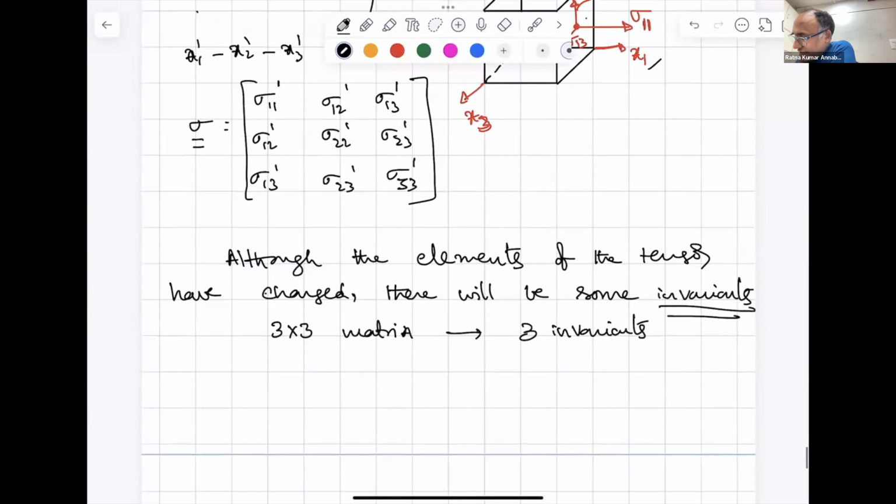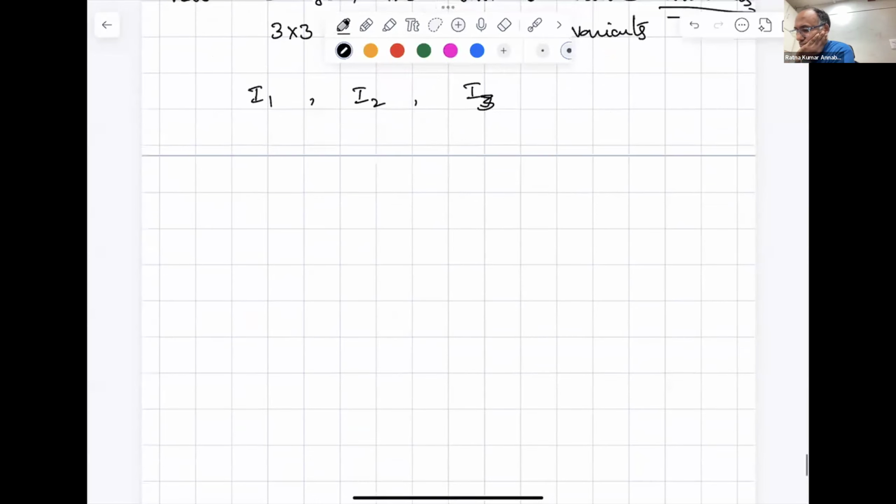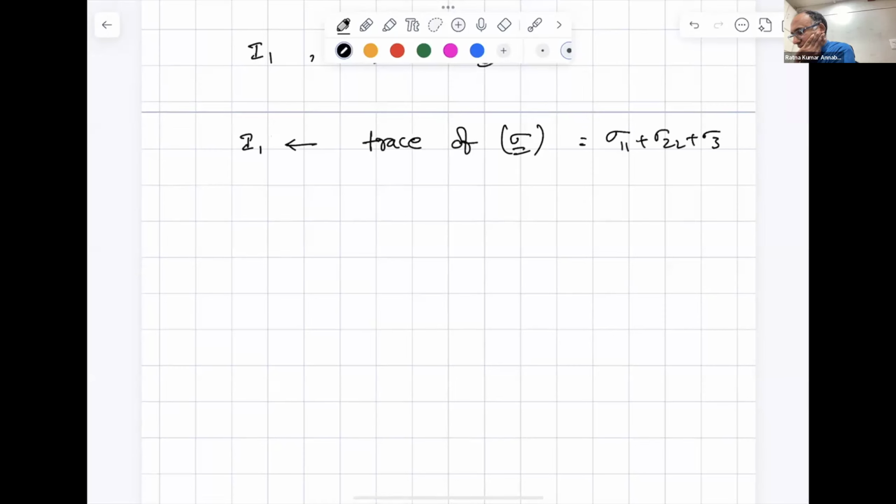So what are these 3 invariants? They are called I1, I2 and I3. These 3 are the invariants. Okay. So the I1 is the trace of the matrix sigma. That is sigma 1, 1 plus sigma 2, 2 plus sigma 3, 3.